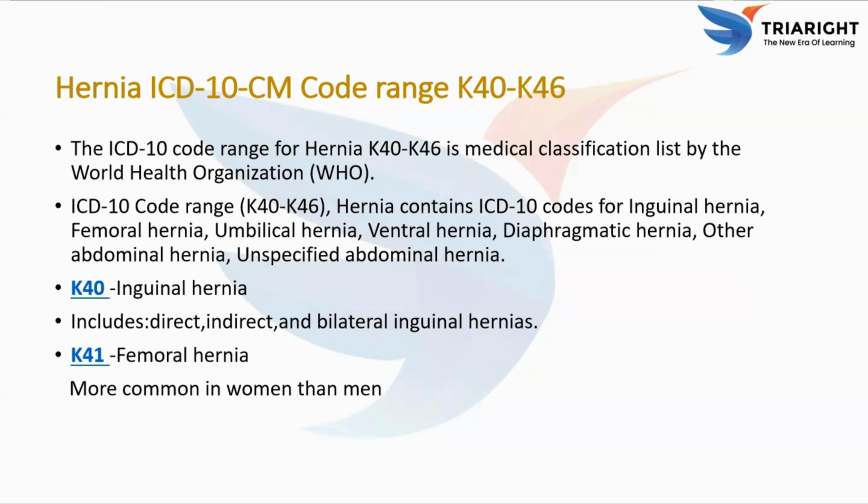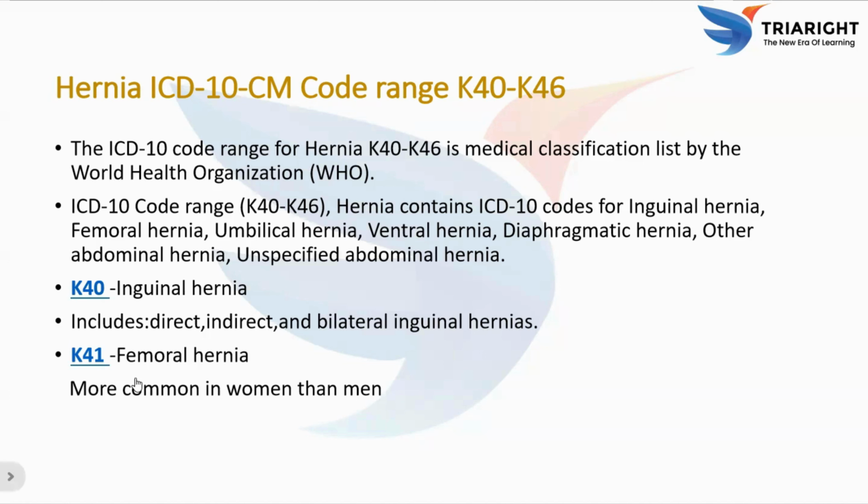So what do we mean by inguinal hernia? In the next slide, I have the picture of types of hernia. It includes direct, indirect and bilateral inguinal hernias. Inguinal hernia is a hernia occurring in the groin area, where part of the intestine or abdominal tissue protrudes through the abdominal wall or into the inguinal canal. So this type includes direct type, indirect type and also bilateral inguinal hernias.